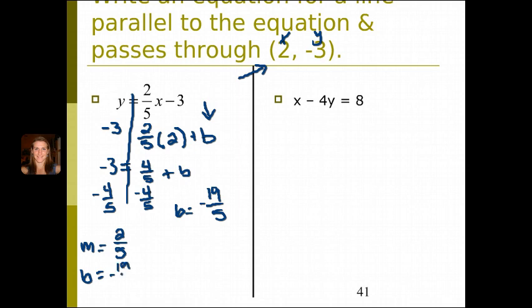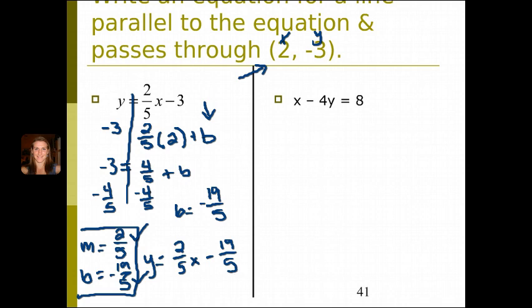So now I am taking this information that we just found. We had to keep our slope the same for parallel, and we just solved for b by plugging in our x and y values. From there, we just write the equation. So we have y equals 2/5 x minus 19 over 5. And this line that we just found is parallel to the given line, and it also passes through the point (2, -3).